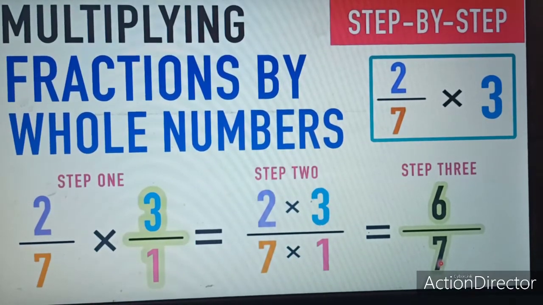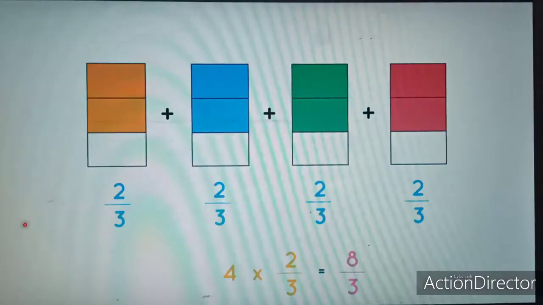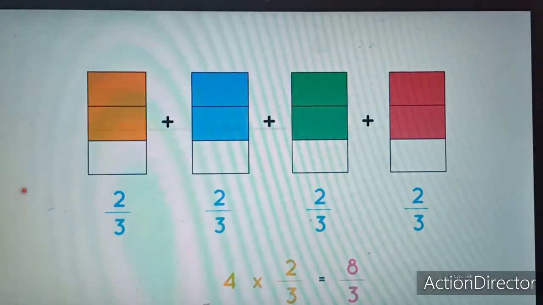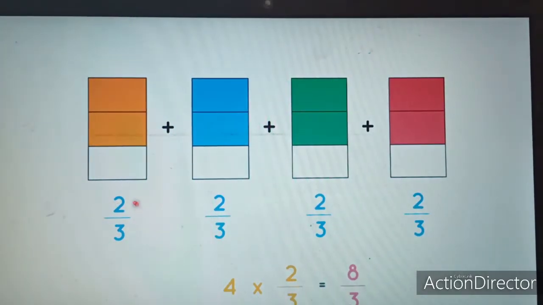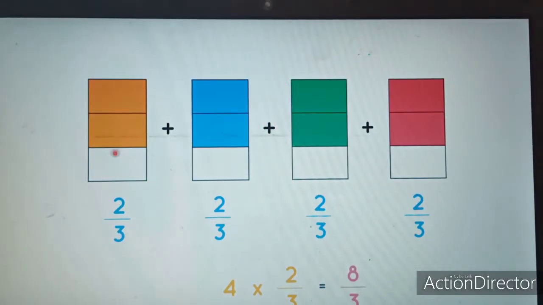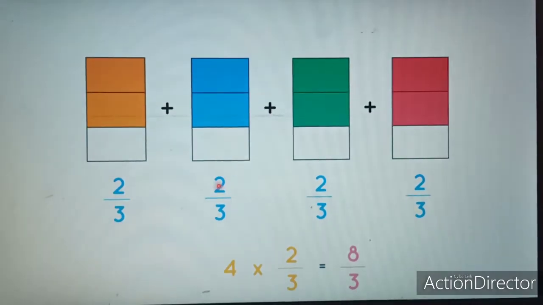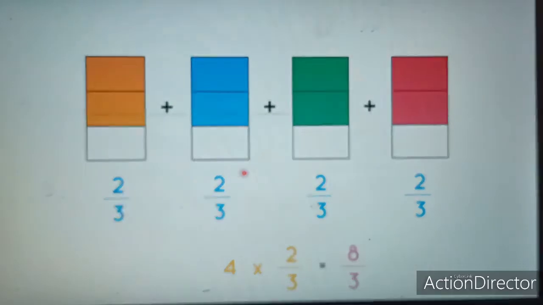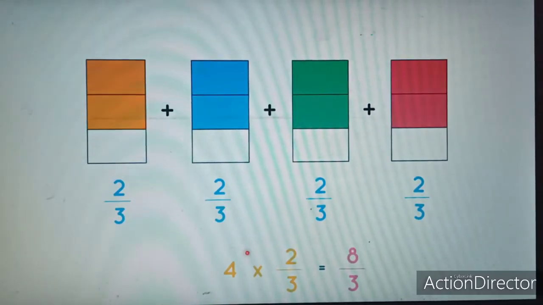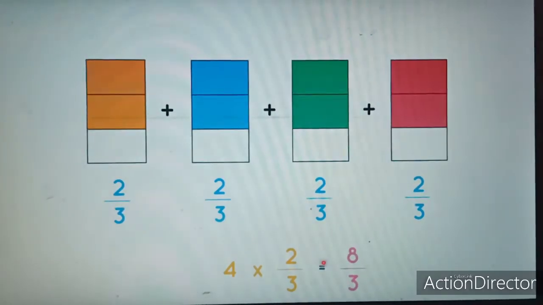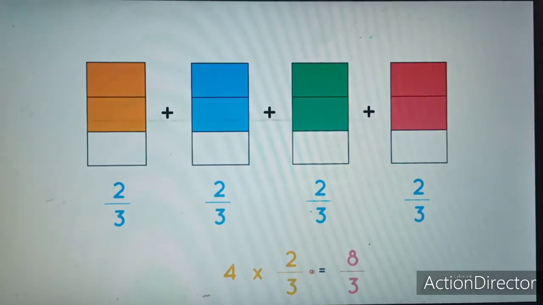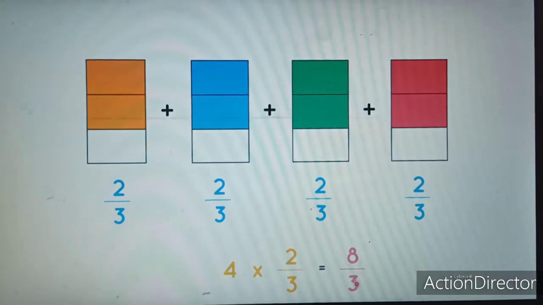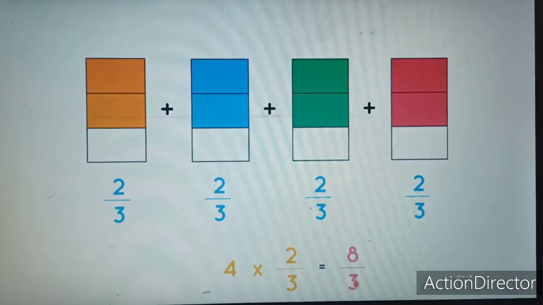Let me show you one activity. This is an activity done. So how can you write this shaded portion? Totally you have 3 portions, out of which 2 portions are shaded. So the fraction is 2 by 3. Here also it is 2 by 3 and here also it is 2 by 3. So how many times 2 by 3 do you have? You have 4 times 2 by 3. So 4 can be written as 4 upon 1. So you multiply the numerator: 4 into 2 is equal to 8, and it is equal to 8 upon 3.